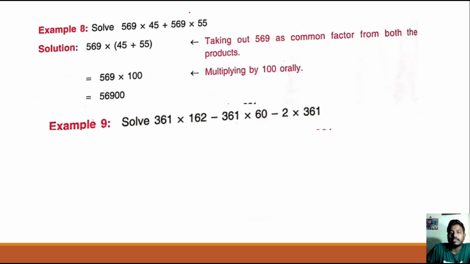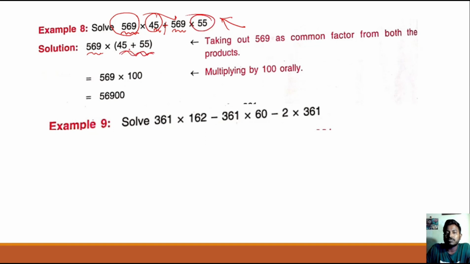Now next question, that is 569 into 45 plus 569 into 55. This is the reverse of the distributive property. Here we take common 569, because 569 is on both sides. So first taking 569 as common, the remaining part is 45 plus 55. Now we add the bracket, that is 45 plus 55, here is 100. Now multiply, that is 56900.